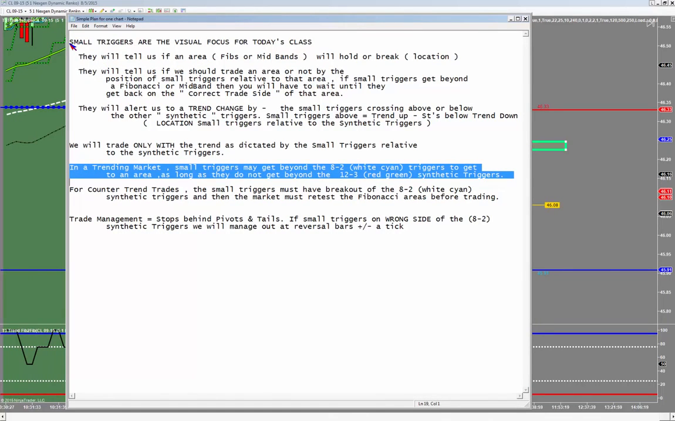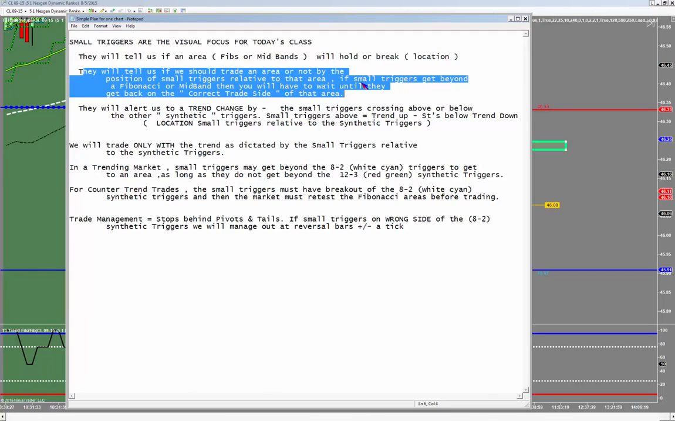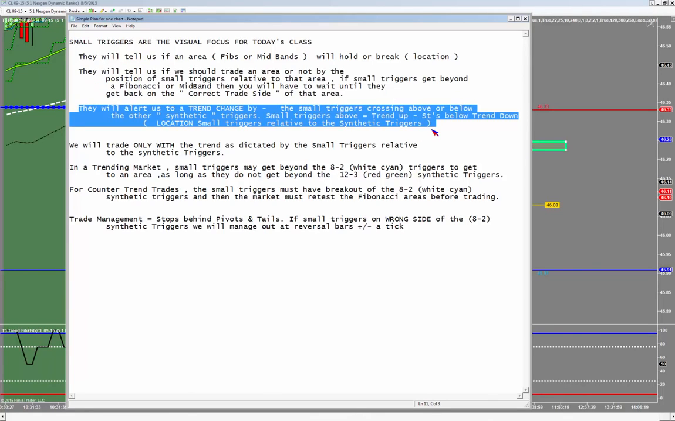The small triggers are the focus. And we use the small triggers to tell us whether an area, the mid bands, or fibs are going to hold or break. If the small triggers get much beyond a mid band or a fib, we don't use that area anymore. And we also use the small trigger lines to define a trend change.